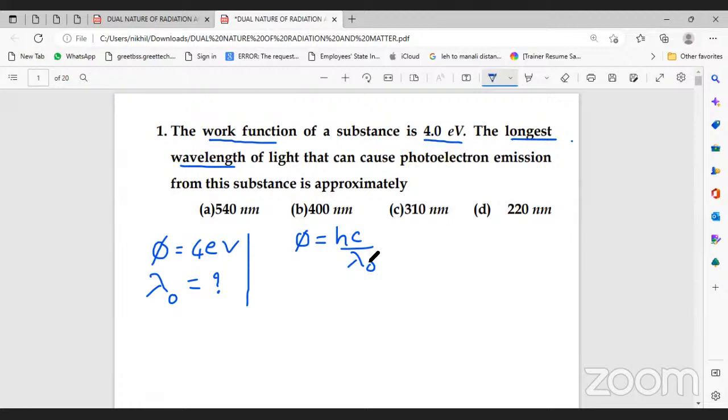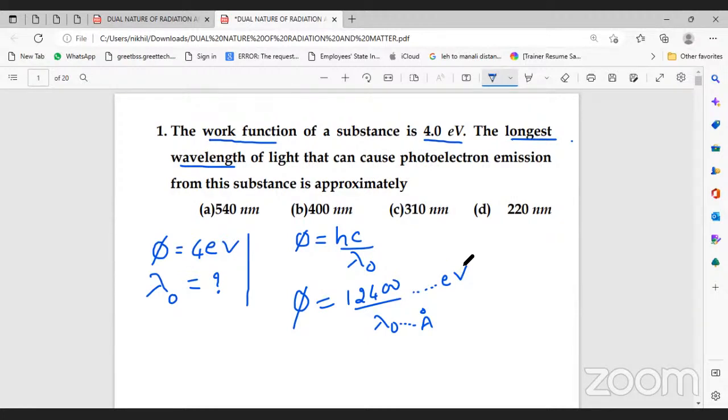Now, I have given one more formula, a shortcut formula. Instead of using hc by lambda naught, you can use the shortcut formula for competitive exams. That is 12400 by lambda naught, where lambda naught should be in angstrom, and the final value will be in electron volt.